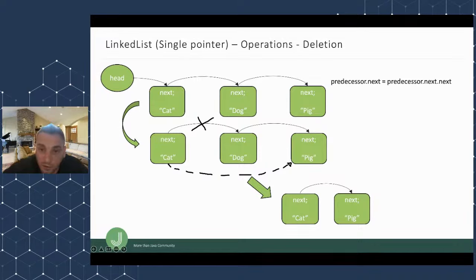So the trick is predecessor.next equals predecessor.next.next. So we just jump, skip this node, and cut it out. And the result is a list like this, where the node dog is not there anymore. And of course, again, you need to be aware of corner cases.